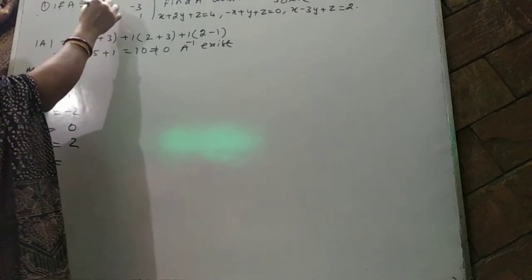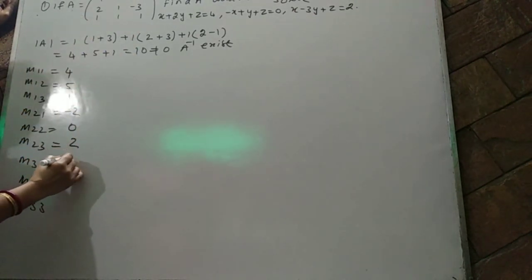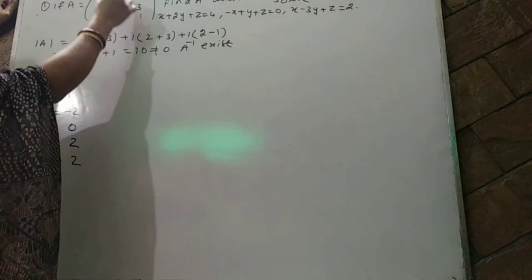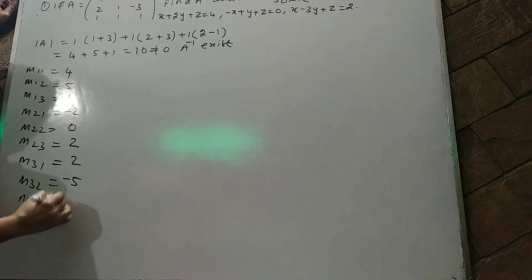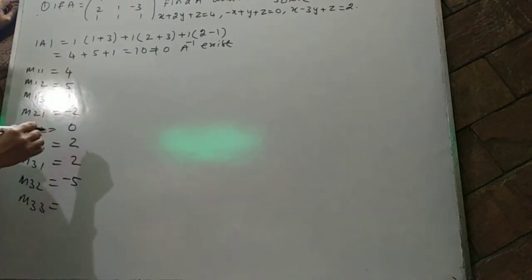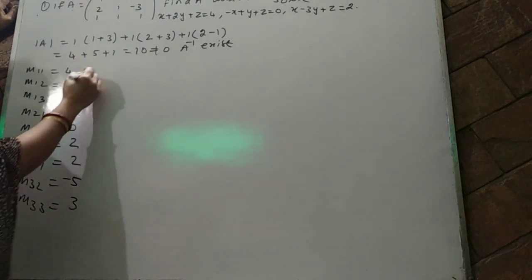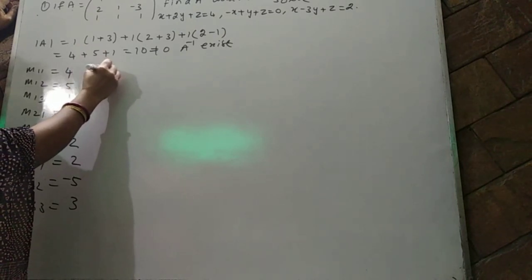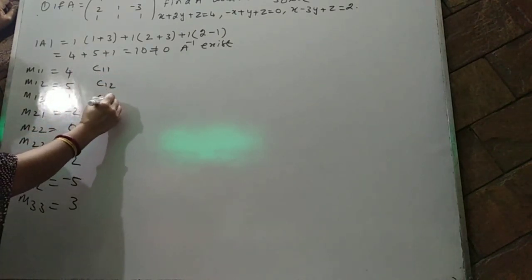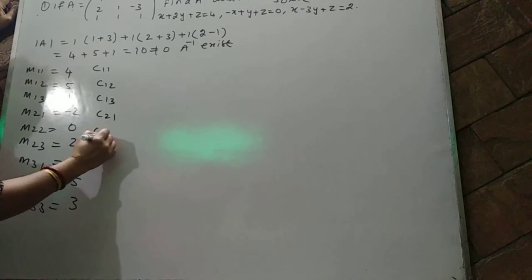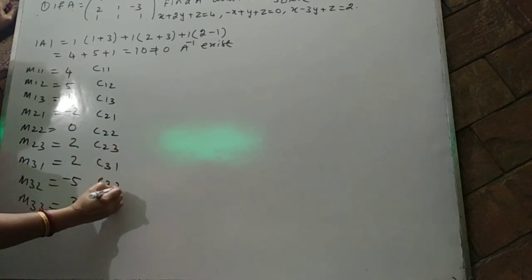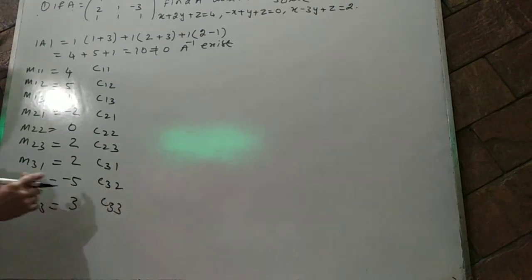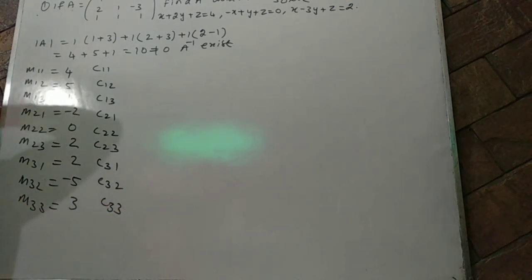Now third row, first column, we will get 3 minus 1, that is 2. Then minus 3 minus 2, that is minus 5. And then third row, third column, that is 1 plus 2, 3. Now the corresponding cofactors we will find out: C11, C12, C13, then C21, C22, C23, then C31, C32, and C33. Okay, fine. Better, now once again you have to check all the calculations whether they are correct or not.